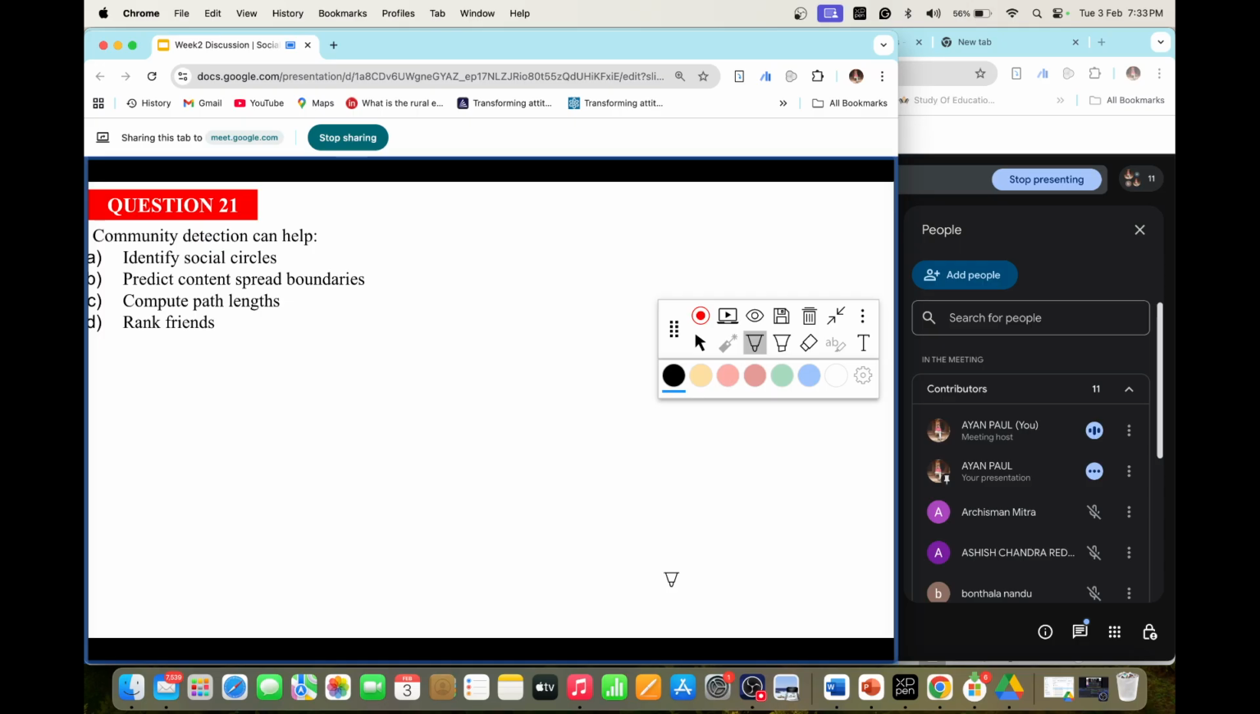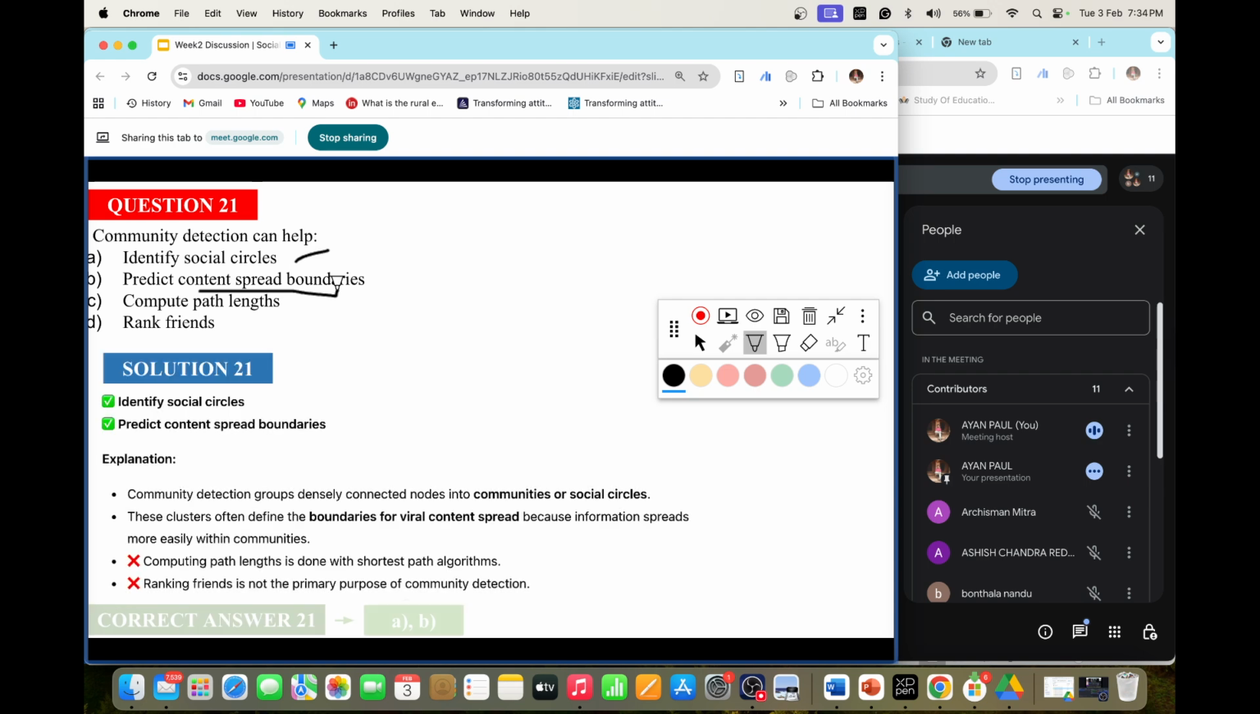Community detection can help: identify social circles, predict content spread boundaries, compute path length, rank friends. So any guesses for this? Identify social circles should be true, and predict content spread boundaries can also be true. So option A as well as option B.